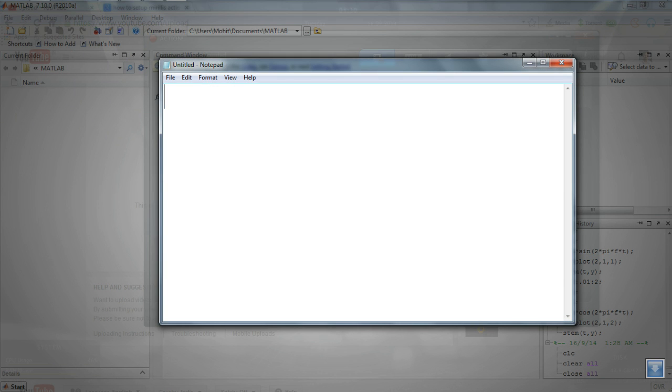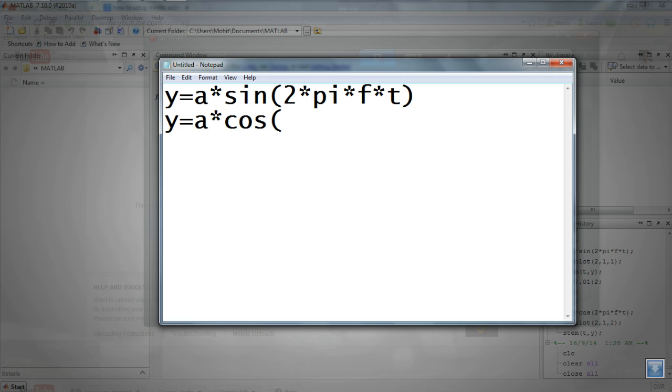I'll use a basic equation, that is y equals a star sine 2 pi ft, and similarly y equals a star cos 2 pi ft, where t is my time period, f is my frequency, pi equals 3.14, and a is the amplitude of the wave.